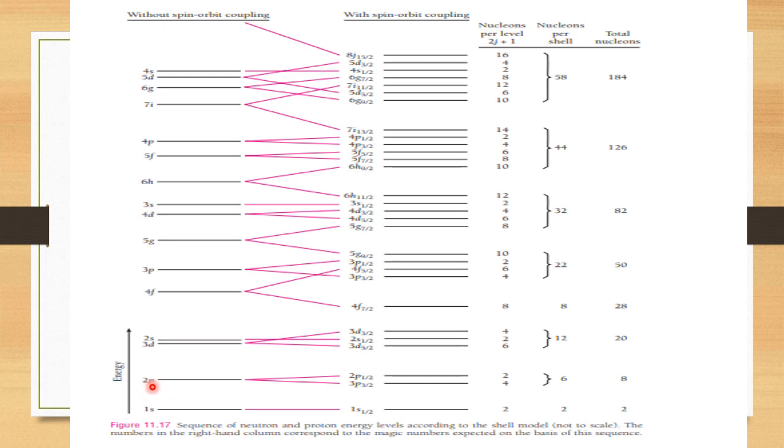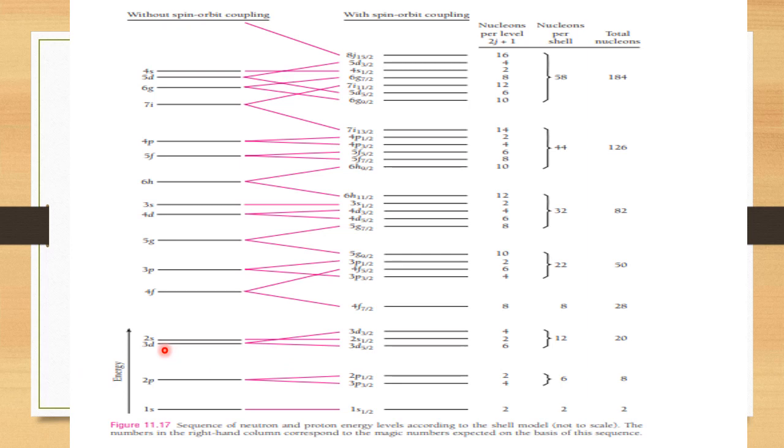Okay, take the next level, 2p. p has an L value 1. So 1 plus half, it is 3 by 2. j can take values from minus j to plus j. So that is 3 by 2 and half. In the 2p 3 by 2 level, it can accommodate 4 nucleons, and in 2p half it can accommodate 2 nucleons. So in this shell there are 6 nucleons.